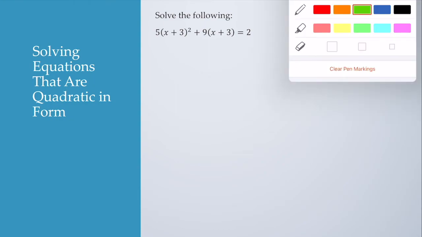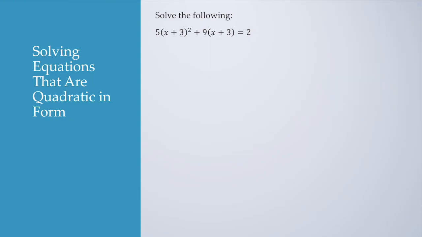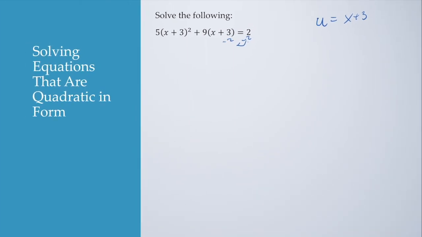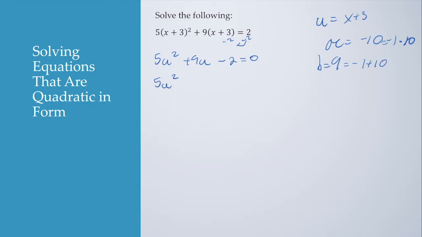Next, I have 5 times (x plus 3) squared plus 9 times (x plus 3) equals 2. So my u is going to be x plus 3. Let's move this constant over. So I have 5u squared plus 9u minus 2 equals 0. What are the factors of AC, which is negative 10, that add up to 9, which is B? Well, that would be negative 1 times 10, because negative 1 plus 10 is 9. So I have 5u squared plus 10u minus u minus 2 equals 0.